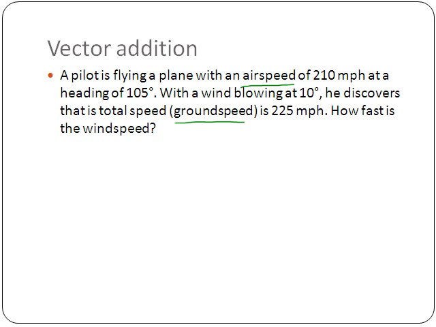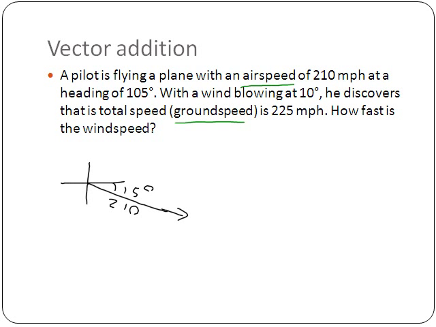So first thing to do, let's sketch this guy out. And we have an airspeed of 210 miles per hour at a heading of 105. And so let's just sketch this out. We're going to draw an axis here first. We know it's 105. 105 degrees would be between 90 and 180, 15 degrees off. And so that means that this vector will probably be somewhere down here. And so we know this angle right in here is going to be 15 degrees. We know 210 is going to be the magnitude of that vector.